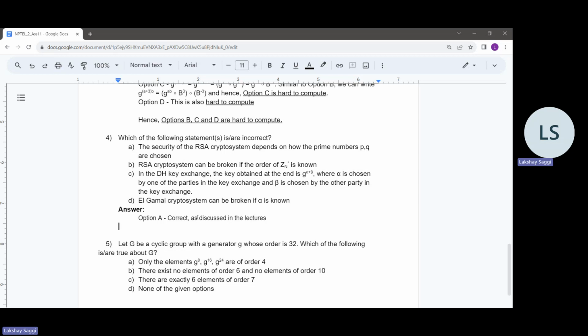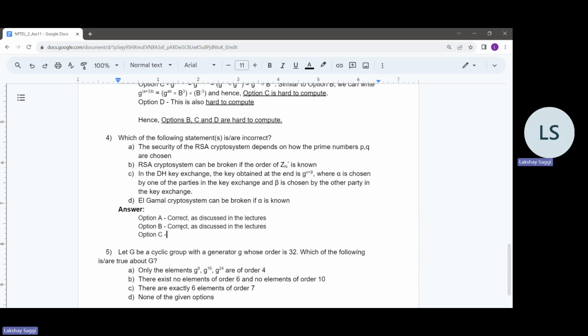All these four statements have been discussed in the lectures and are mostly information based. There is some logic behind it, but the logic has already been discussed in the lectures. Nothing new here. I just wanted to put this question to get you to watch the lectures and note the important properties of different crypto systems. So option B: the RSA crypto system can be broken if the order of Z star n is known. This is also correct, and you can again see this in the lectures.